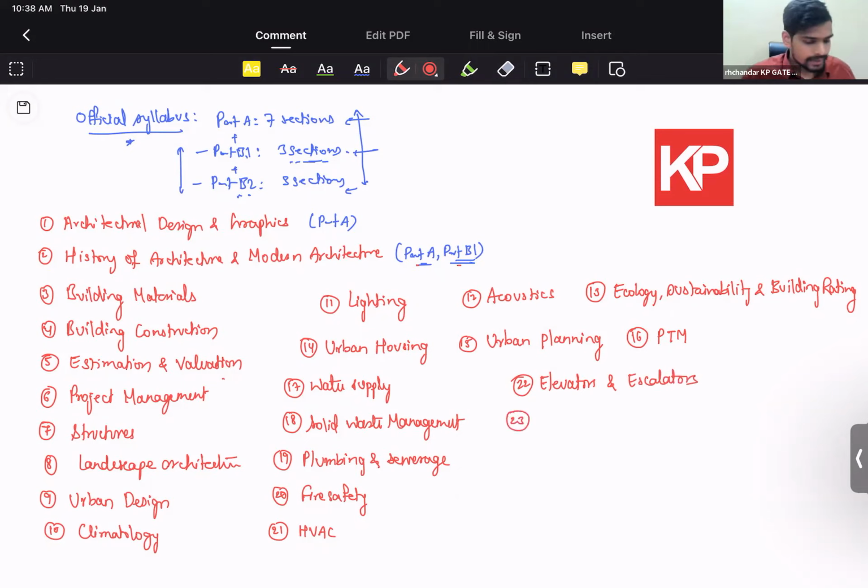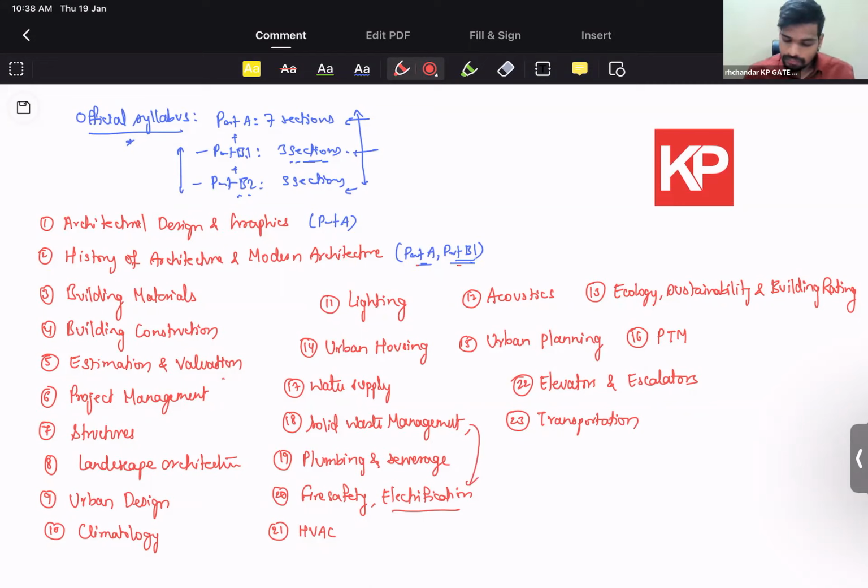Number 22 is elevators and escalators. Then you have transportation, which is an important subject. There's one minor subject of electrification, which we generally study along with solid waste management or any other minor subject. You can mark it over here: electrification is a minor subject under the architecture part, which we generally club with some other minor subject like solid waste management or any other.